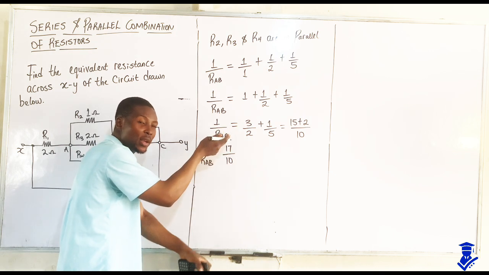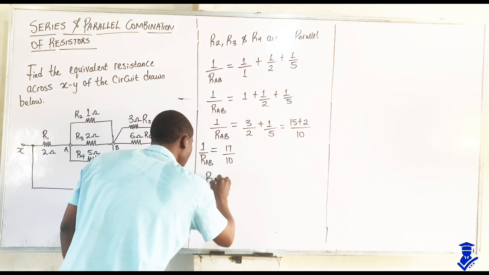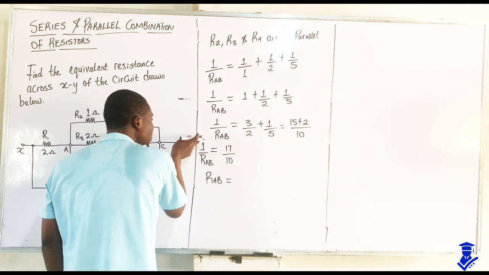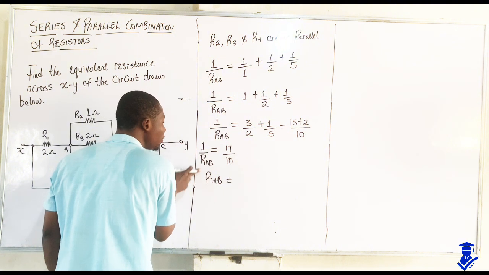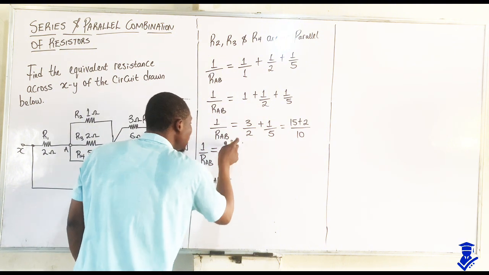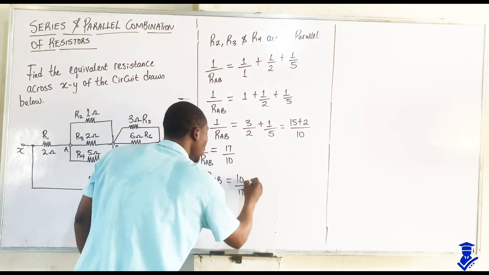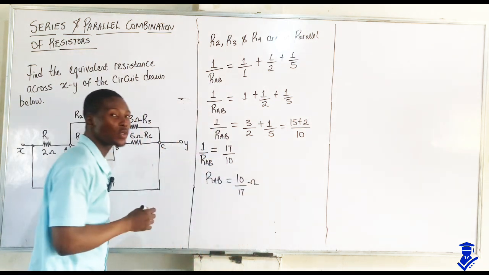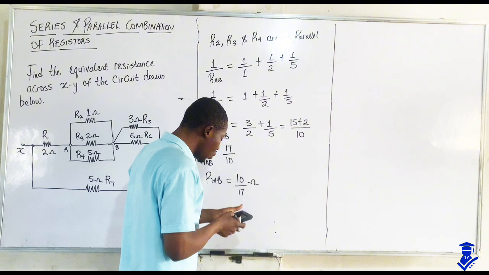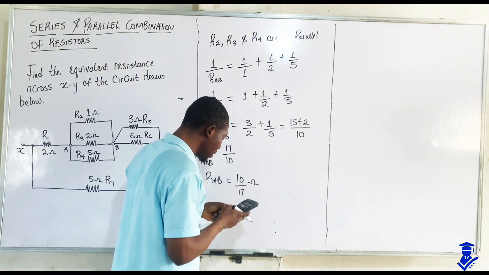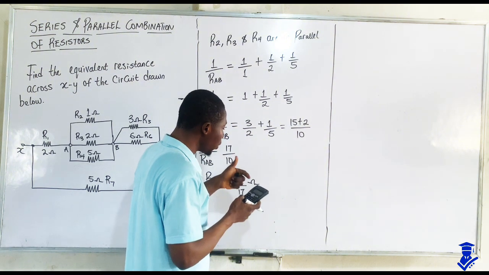Just inverse this. So RAB is going to be equal to, inverting this side, RAB divided by 1, and RAB divided by 1 is RAB. Inverting this side, it becomes 10 over 17. So we have 10 over 17 ohms. Or if we want it in decimal, 10 divided by 17 is going to give us 0.588.